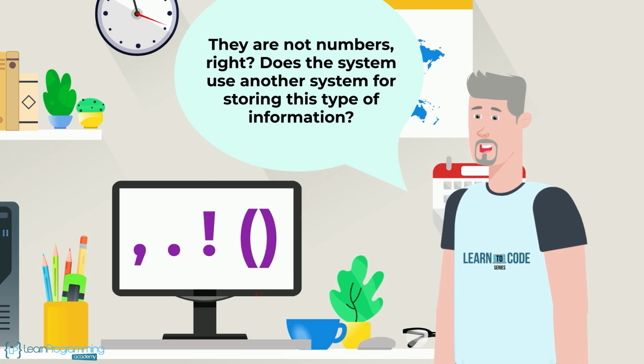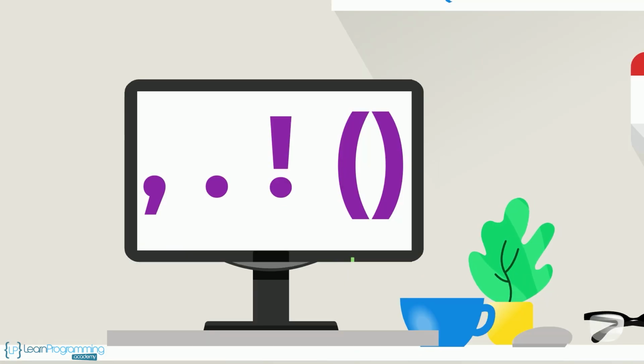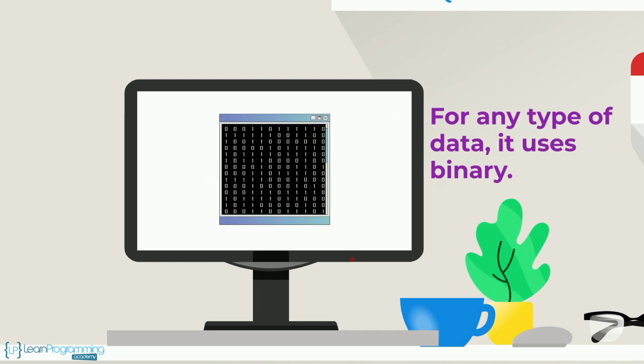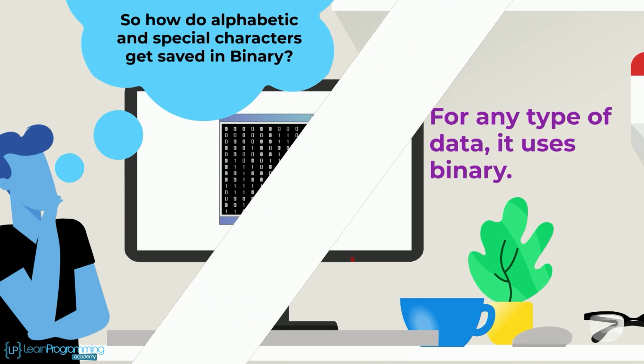Does the system use another system for storing this type of information? Well, it turns out that the computer uses binary for this type of data also. In fact, for any type of data, it uses binary. Right, so how do alphabetical and special characters get saved in binary?